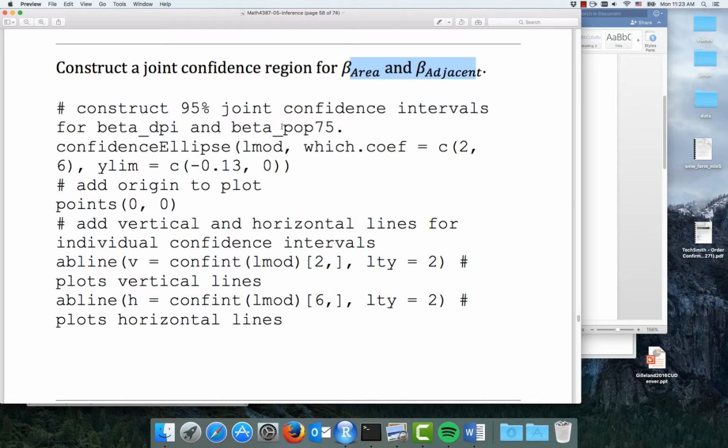So this should be beta area, this should be beta adjacent here. And what we do is we load that car package, then we're going to use the confidence ellipse function. The confidence ellipse function is going to take your fitted linear model, and then you have to specify which coefficients you want to construct the confidence ellipse for. Then I've also specified limits for the y-axis in this case to make sure that I could show the origin and all values of the confidence ellipse.